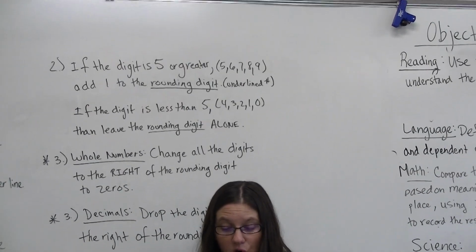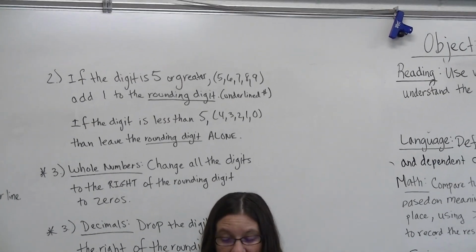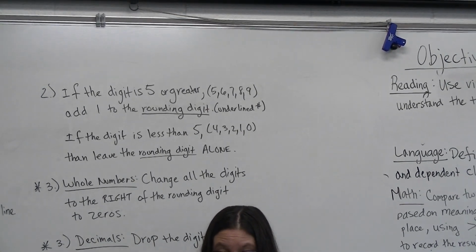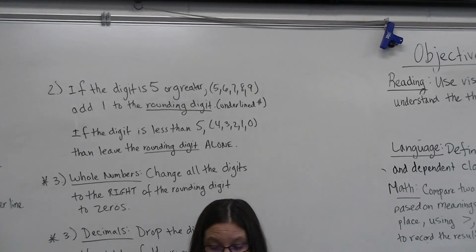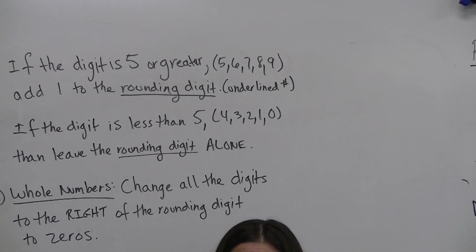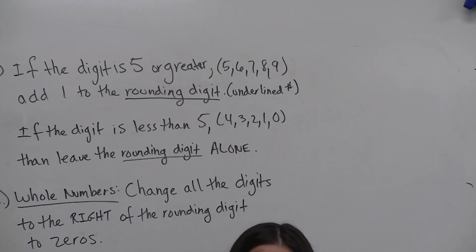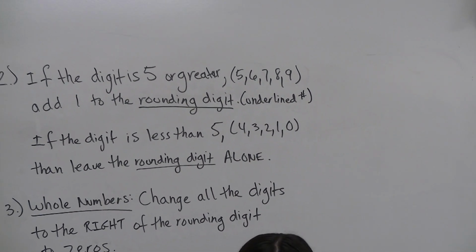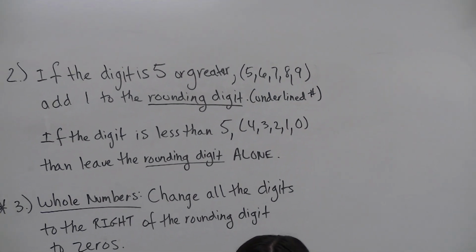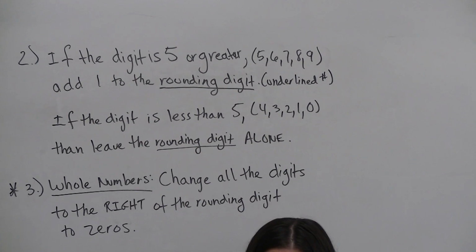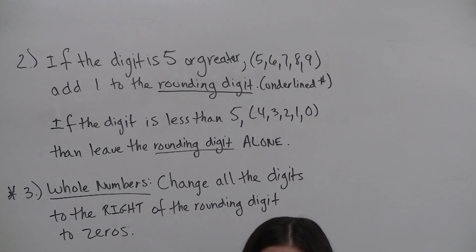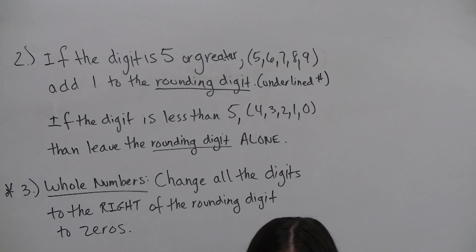Okay? So let's look at that number. 3. Is that 5 or greater? No, it is not. So we're not going to add 1 to 6. The second part says if that digit is less than 5, leave the rounding digit alone. So 3 is less than 5, so 6 is going to stay the what? Yes, it's going to stay the same. Okay, then your step 3 says change all the digits to the right of the rounding digit to 0. So if 6 stays the same, what happens to the 3 and the 4? Yes, they change to zeros.